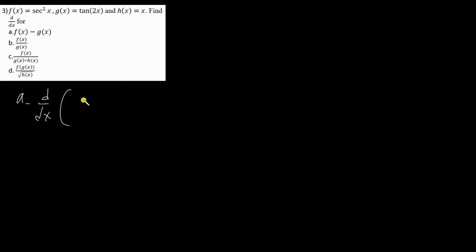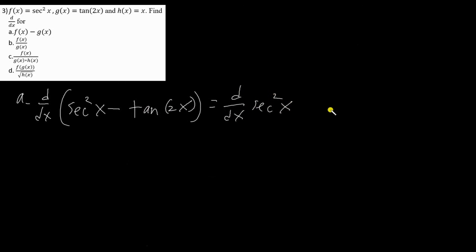So f of x is secant squared of x, and then g of x is tangent of 2x. So we're finding the derivative of that. So remember, using the difference rule, I can split this up into the derivatives of these two functions separately. So this is just equal to the derivative of secant squared minus the derivative of tangent of 2x. And let's solve the derivatives of each of these.